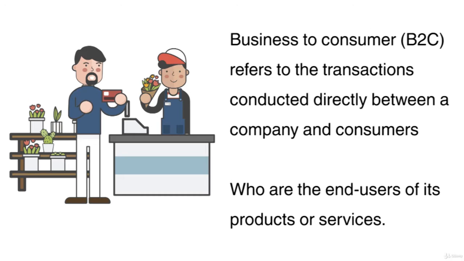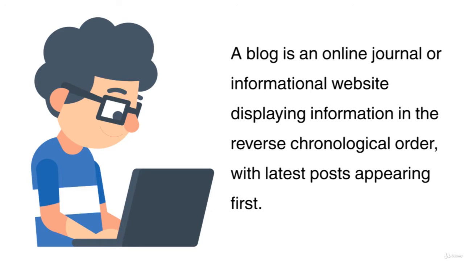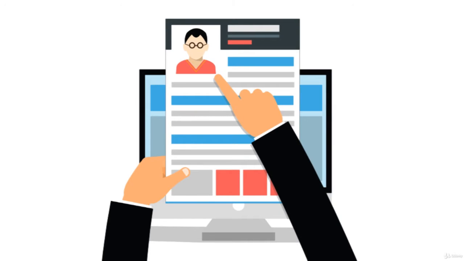Business to consumer, also known as B2C, refers to the transactions conducted directly between a company and consumers who are the end users of its products or services. A blog is an online journal or informational website displaying information in reverse chronological order, with the latest posts appearing first. It is a platform where a writer or even a group of writers share their views on an individual subject.